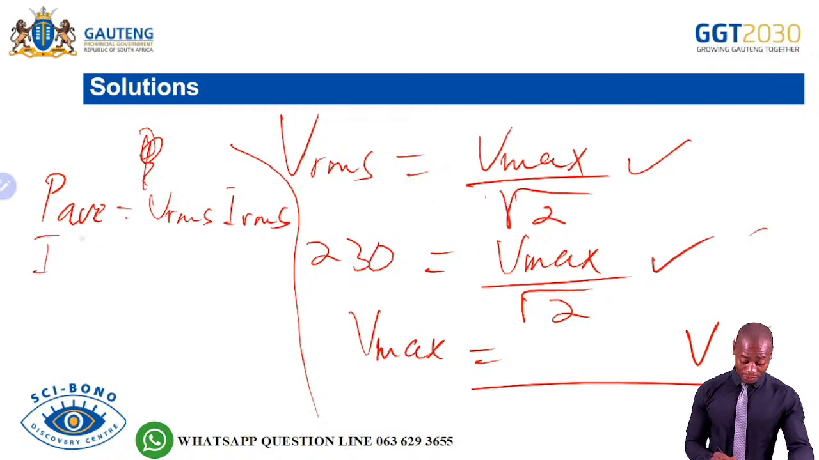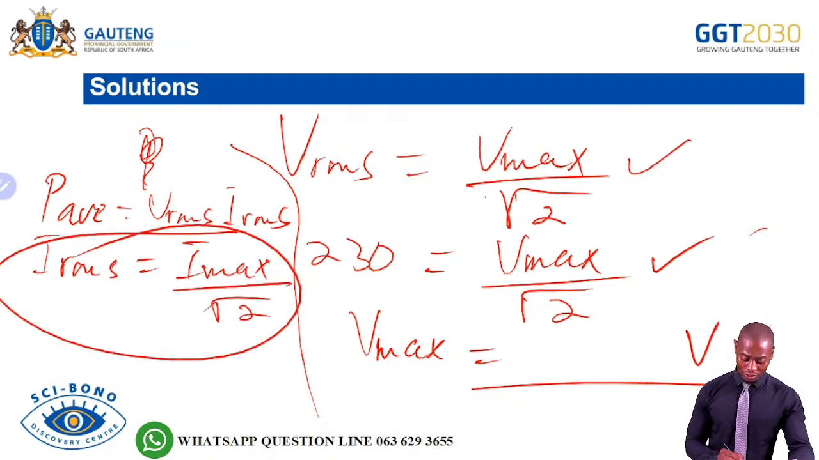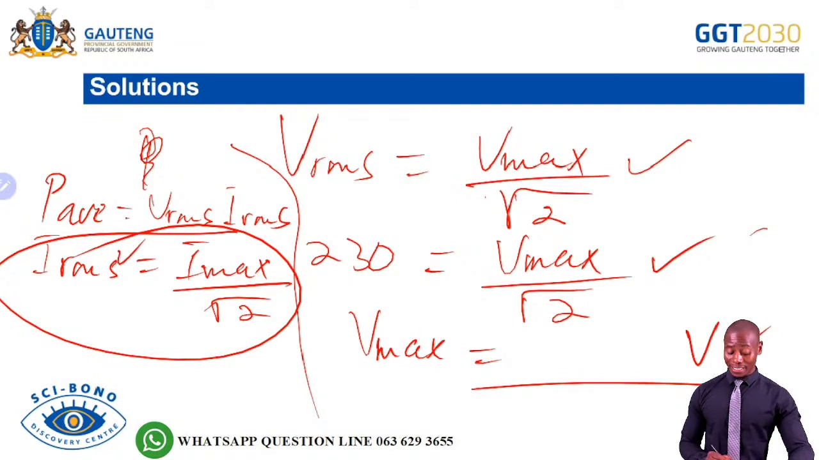But another one will be Irms equals Imax over root 2. So if I want to use this one, can you see that I will have two unknowns? I don't have the root mean square current. I don't have the maximum current. So I can't use that one.